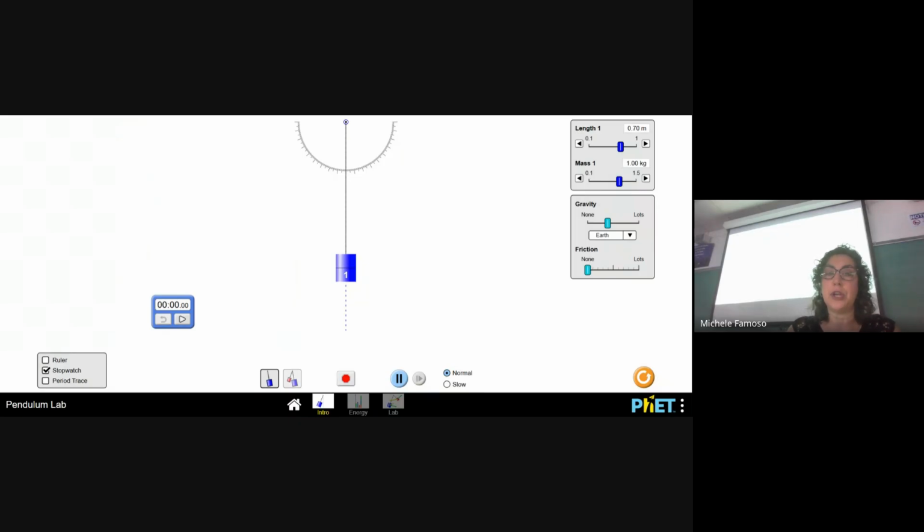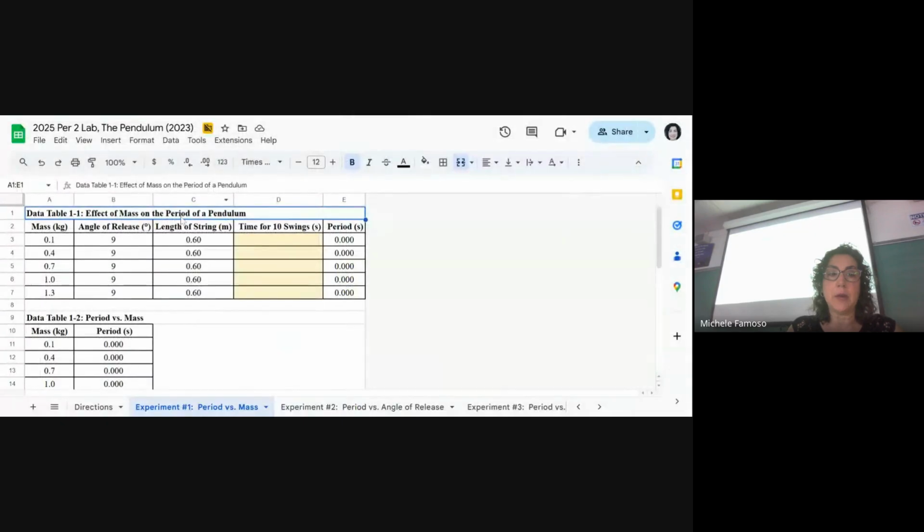All right, so let's go to experiment 1. We have to look at what we're going to do. In our first experiment, we're going to be looking at data table 1-1. And it tells us in cell A3, row 3 of this experiment 1 tab, that we need a mass of 0.1 kilograms, an angle of release of 9 degrees, and a length of string of 0.60 meters. Let's all construct that together.